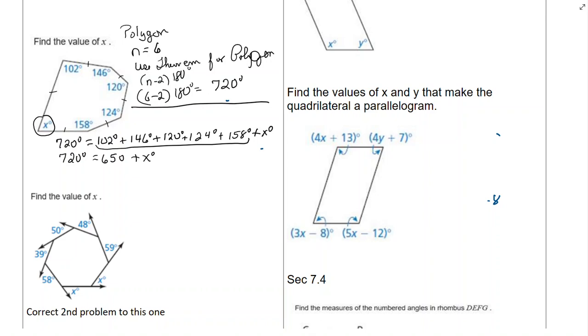And double verify. Okay, in other words, strike those keys. I'm going to subtract 650, and I get 70 degrees for x.